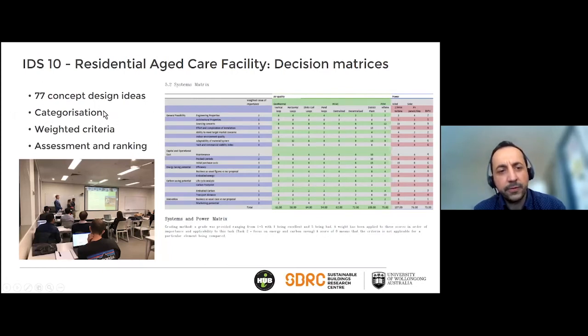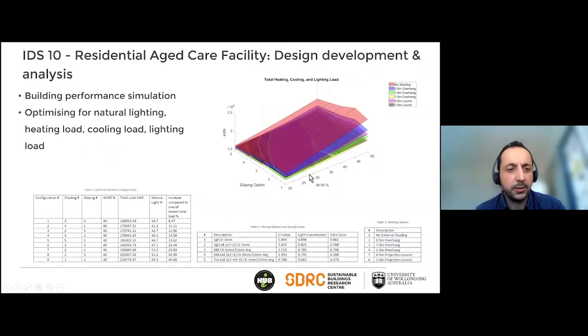A lot of design ideas were generated. We used those matrices again. They were very useful, and in the end, some very detailed design analysis by the students. Some of it made sense and some of it didn't. But you can see that by bringing together architects and engineers at that stage of the design, you can see graphs that you will never see by an architect at the start of the design.